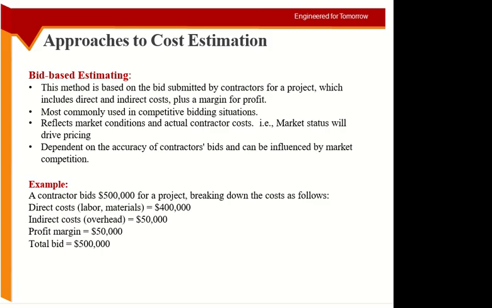Then we have the bid-based estimating method. Okay, so in this case you ask the contractors to give their cost. And obviously contractors will include direct and indirect cost and plus a profit margin. In this case you are relying on the contractor cost, and you will mostly take the most competitive price. Most competitive means in 99% of the cases the lowest one. Although it shouldn't be, the lowest price is not always the best price.